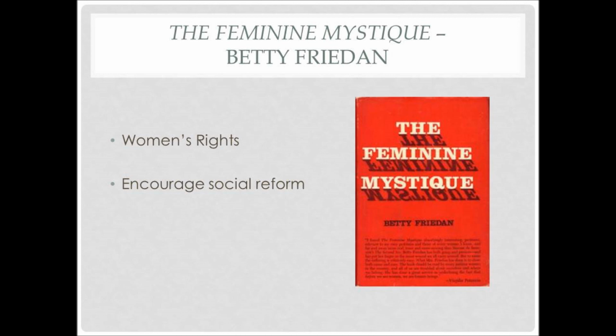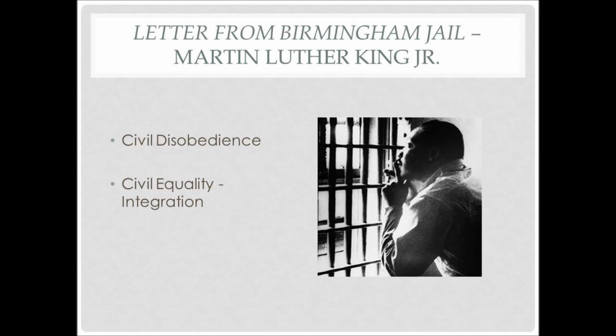A little later on, you have a movement for women's empowerment and women's rights, and The Feminine Mystique by Betty Friedan really moves that forward and encourages social reform, more rights for women. And finally, Letters from Birmingham Jail by Martin Luther King Jr. This is basically his reflections while in a Birmingham jail, and he discusses the ideas of civil disobedience, civil equality, the concept of integration, what he really wanted in the United States, what he really expected to accomplish, and what he planned to see for the future.